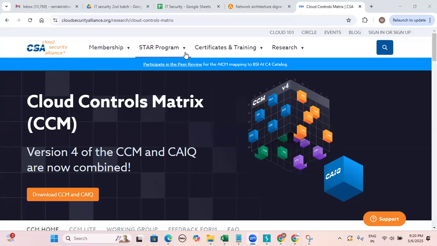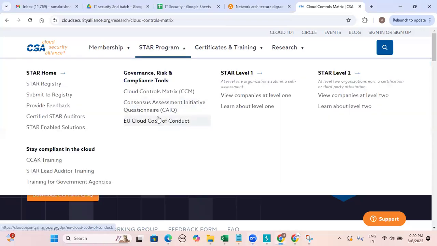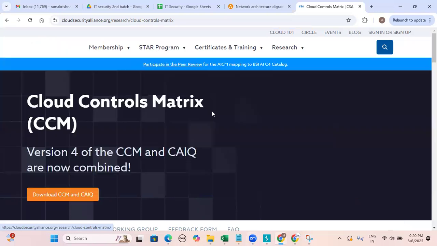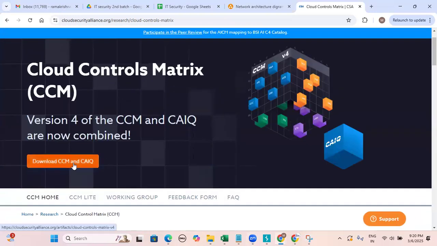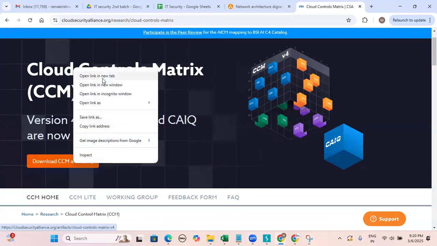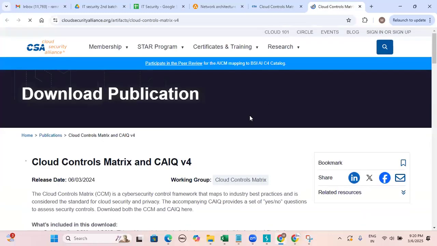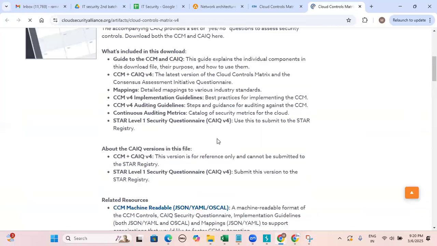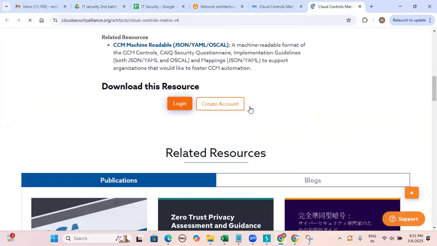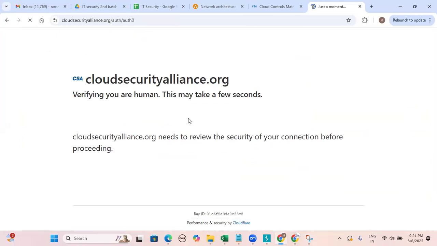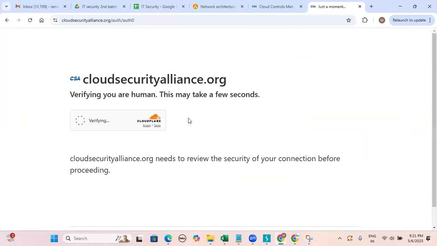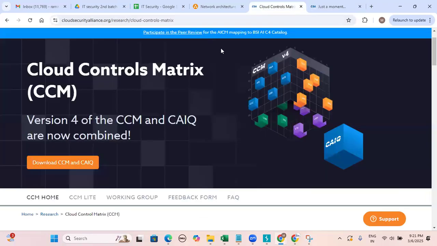According to that, we have the cloud control matrix. Click on this, called cloud control matrix. If you want to download this, it will ask for your username and password. Please go and register. It will ask you to create an account. You can create the account, and then you can download it. I already downloaded it; it is readily available on my laptop.